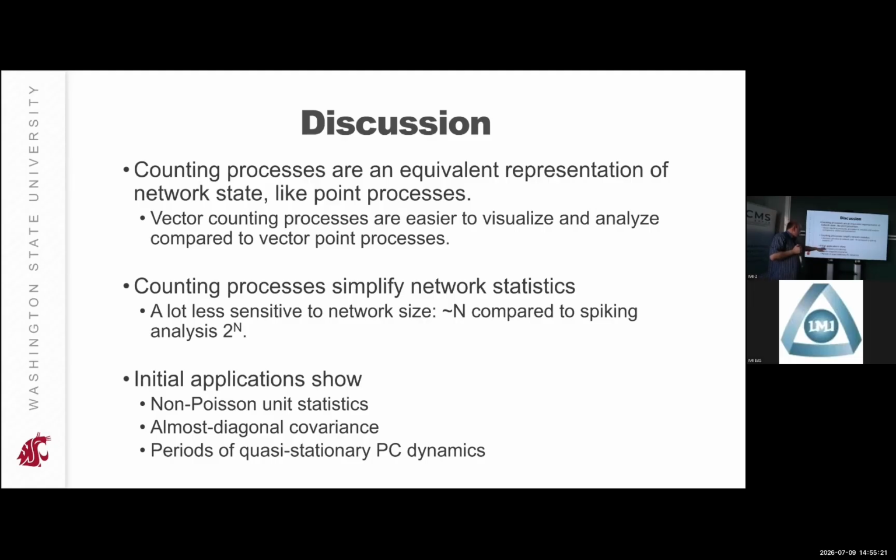Initial applications: detecting non-Poisson unit statistics in the network, noting the almost diagonal covariance, but also noting some temporal structure in time-resolved covariance, and just features emerging that we don't know what to do with yet, but they're emerging, this quasi-stationary PC dynamics. What I was expecting to see is a leading eigenvector that has some interesting trajectory in time. What I saw was a leading eigenvector, then it freezes in time for a while, then something else freezes in time for a while. I don't know what to make of it yet.